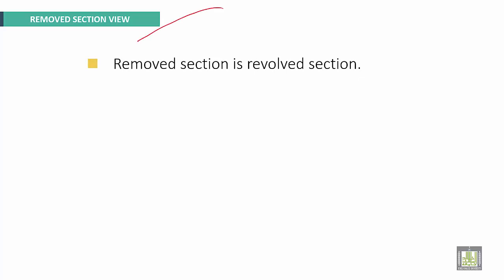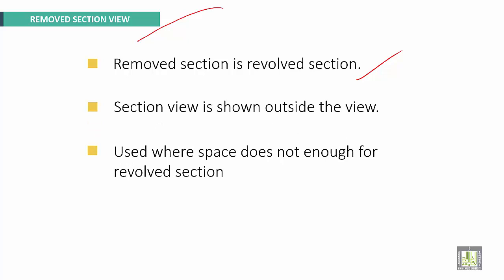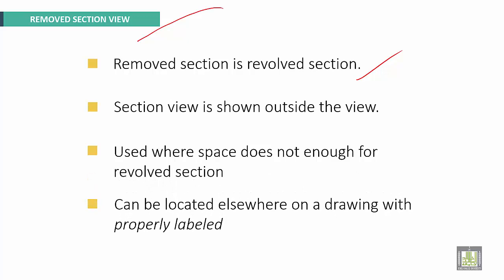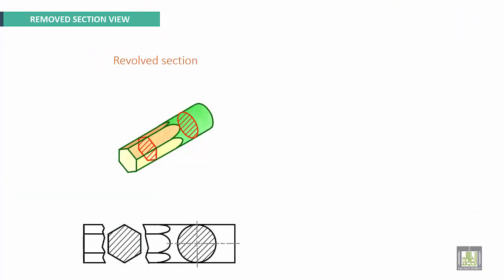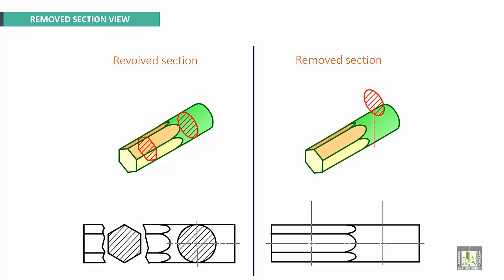Removed section now. Removed section is a revolved section too. Section view is shown outside the view and used where space is not enough for a revolved section, and can be located elsewhere on a drawing, properly labeled. Here an example. These are revolved sections and here we can make removed sections. You can see here this section removed from the original view and put outside the view. It is called removed section.